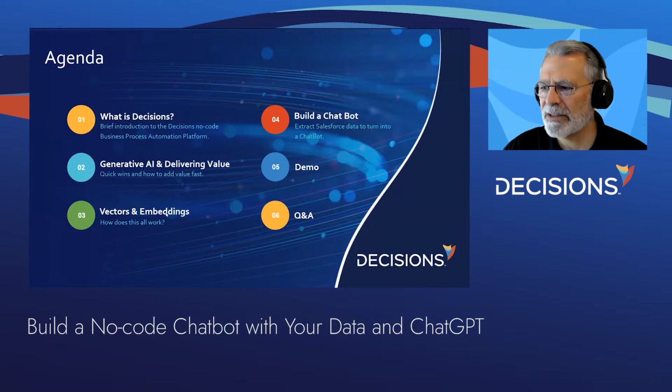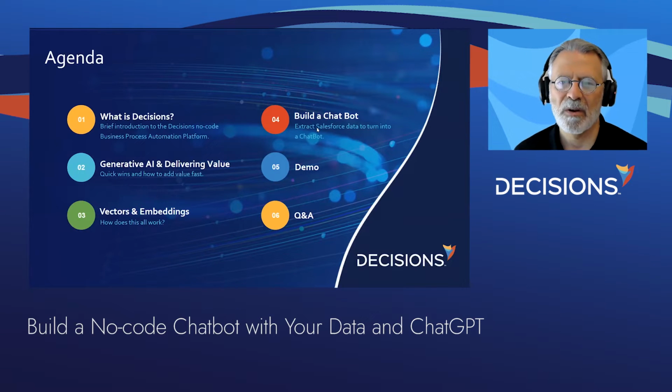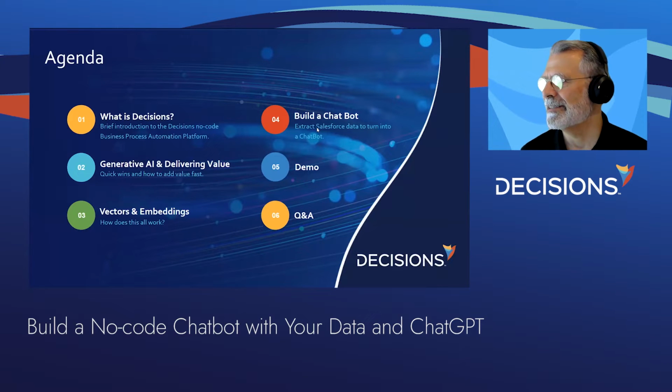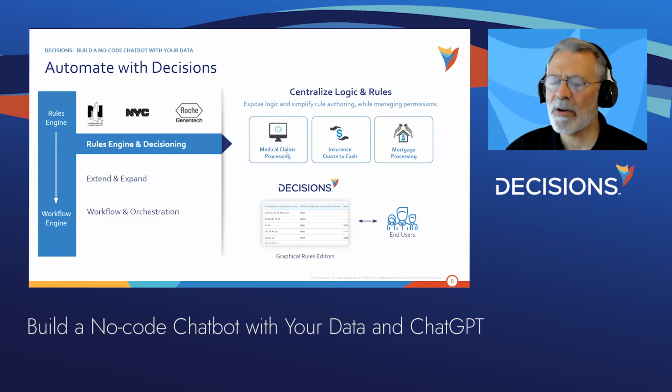Then a little background into vectors and embeddings. How does this all work? Because it plays into what Derek is going to show you all. And that's how we built a chatbot to extract data from our Salesforce system around use cases within Decisions, what our customers are using us for. We have literally about 1,400 use cases defined within Salesforce. And he's going to show you how we can make it easier to search those. So, all right, I'll go ahead and get started.